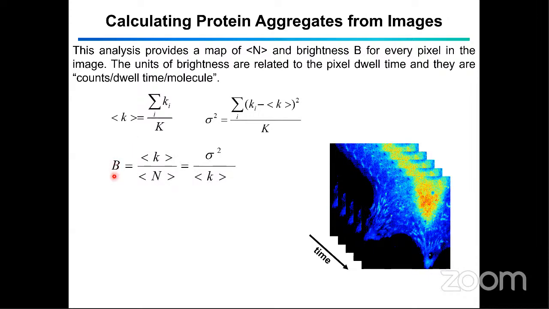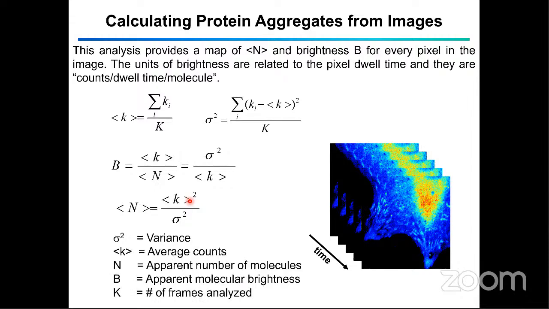Okay, so our brightness is defined as the average intensity per the average number of molecules. If you have fewer molecules and the intensity is high, you have high brightness. If you have low average intensity but a lot of molecules, you have a low average brightness. And the brightness, in terms of the first and second moments that we calculated, is given by the variance divided by the average intensity for each pixel. We can also rearrange this formula to get the average number of molecules as the average intensity squared divided by the variance. So these are the parameters that we have: variance, average counts, apparent number of molecules, apparent molecular brightness, capital B, and the number of frames that we analyzed.